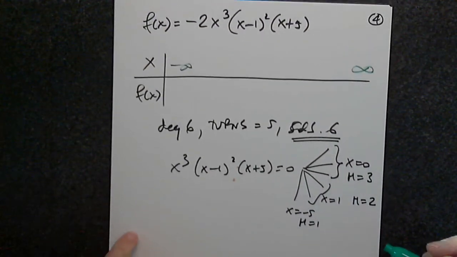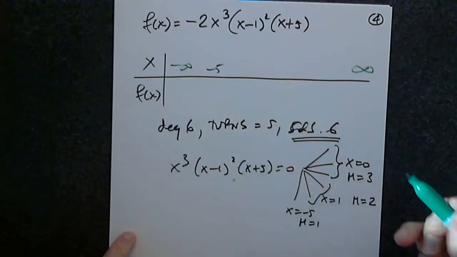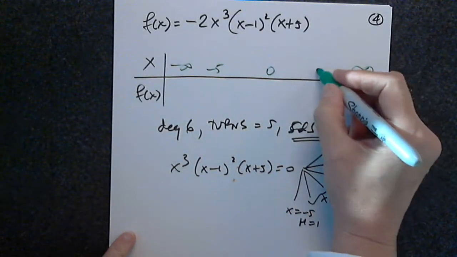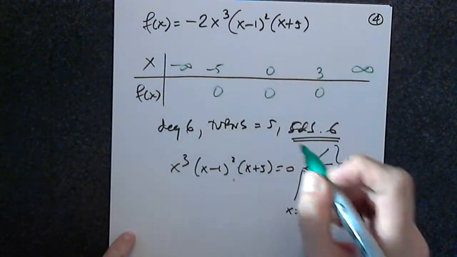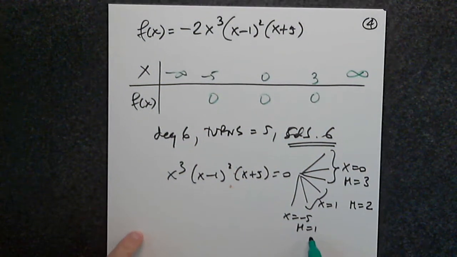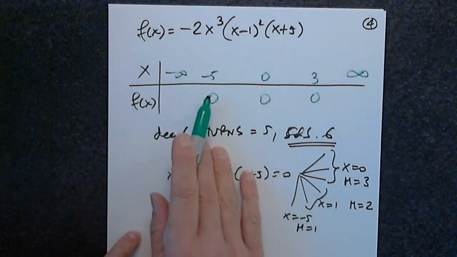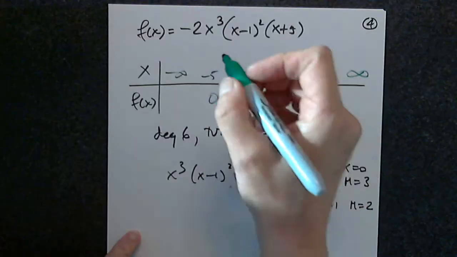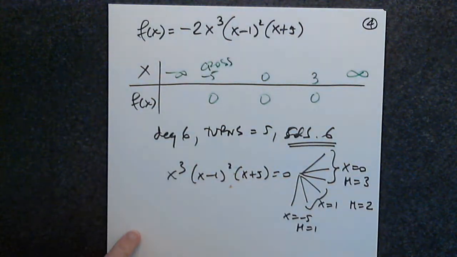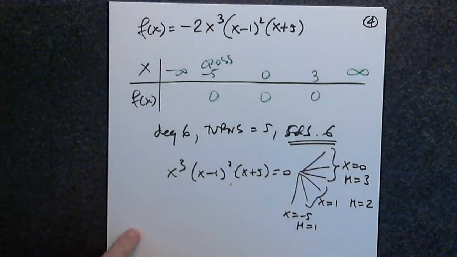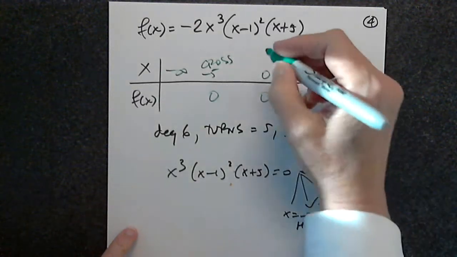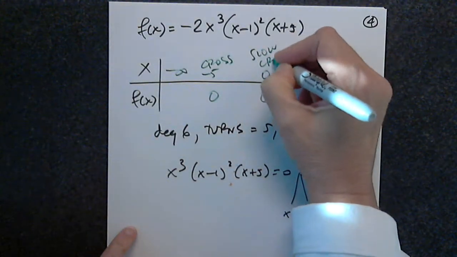So I have negative 5 first, and then of course 0, and then 1, zeros for all of them. But what does the function do at x equals negative 5, the point negative 5, 0? It's a cross, a regular cross. What does it do at 0, 0? Multiplicity 3. Slow, very good. Slow cross.